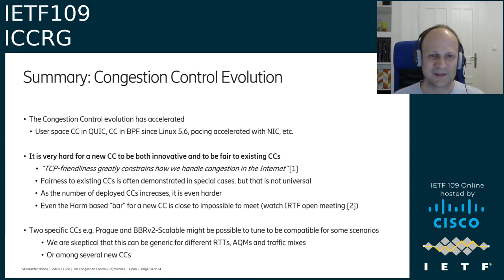But as also stated in reference number 1, TCP friendliness greatly constrains how we can handle congestion in the internet. And while fairness to existing congestion controls is often demonstrated in special cases, that is not universal. And as the number of deployed congestion controls increases, this becomes even harder. And even the harm-based bar for a new congestion control is close to impossible to meet. So I refer to the presentation which Jana mentioned at the beginning. And I believe that two congestion controls can still be tuned to be compatible for some scenarios, but we are skeptical that this can be generic enough, or that this can be done among several new congestion controls.